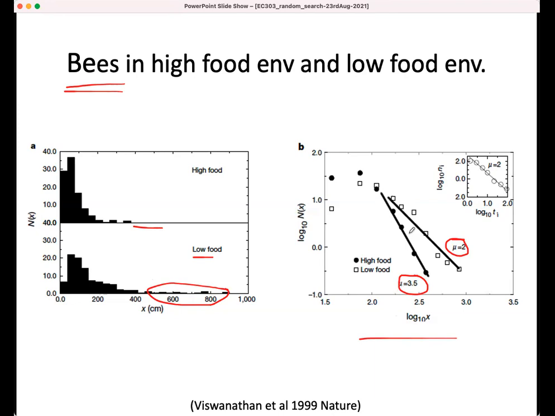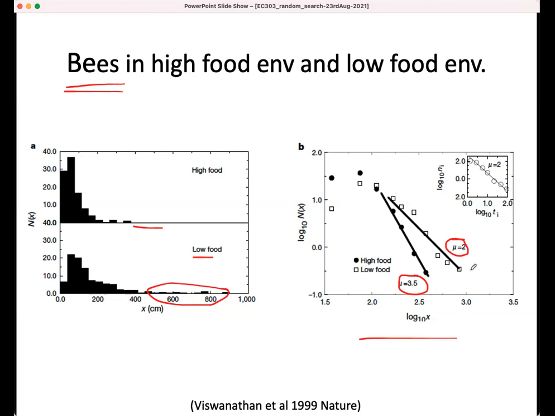Just think about this high food case. It goes from, let's be very liberal with them, 2 to 2.5, 2 to 2.6. So what is 10 power 2? 100, right? What is 10 power 2.6? Around 400, I think. Okay.